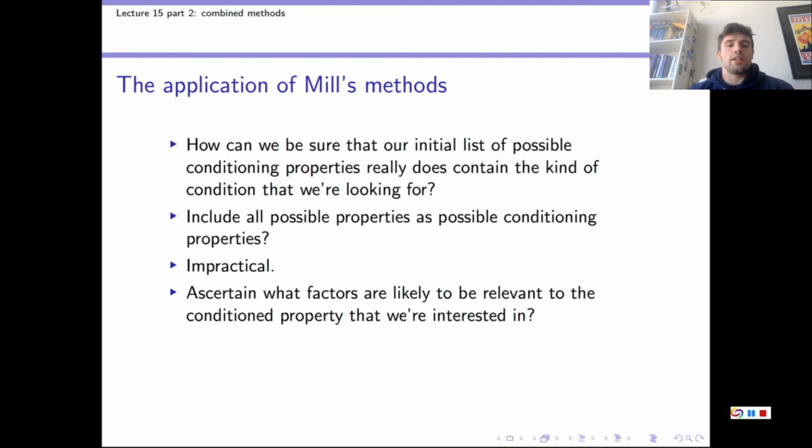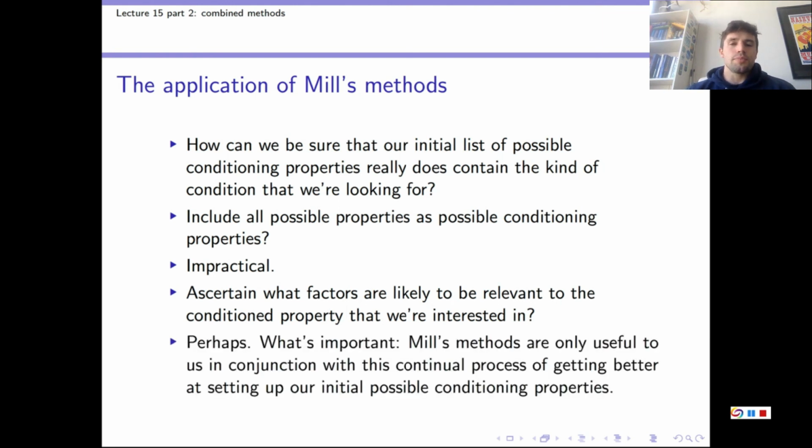Perhaps there's a way of setting up a reasonable list of possible conditioning properties that are likely to contain the necessary or sufficient conditions that we're after. Now, the only way we can do this is if we apply some inductive logic to a previously acquired body of evidence. That is, Mill's methods are only useful if we already have some inductive knowledge to help us set up our initial list of possible conditioning properties. And this process is not straightforward. The book talks about it a little bit, but we won't go into it in any more detail here.